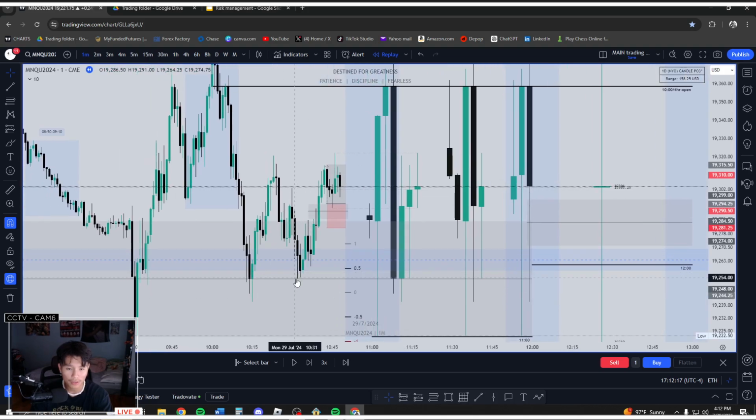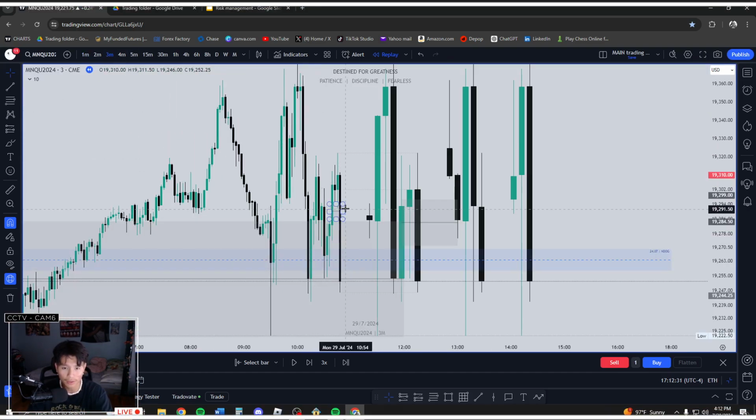So notice how we tapped into the consequent encroachment of the 4-hour fair value gap, and we had this bullish power of 3, 15-minute power of 3. On the 3-minute time frame, this is where I got my fair value gap from. The smaller fair value gap supports the idea of us attacking that 15-minute high.